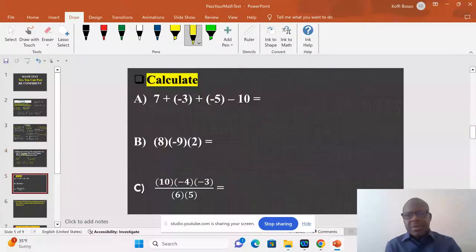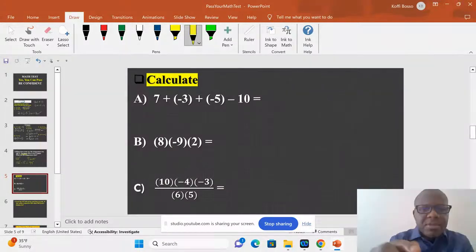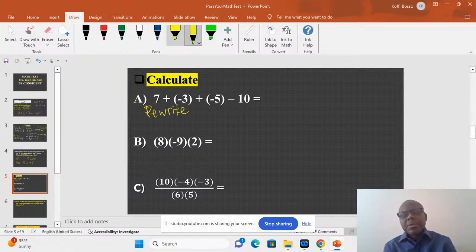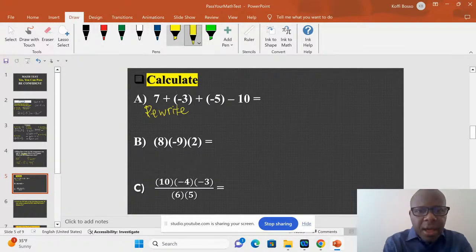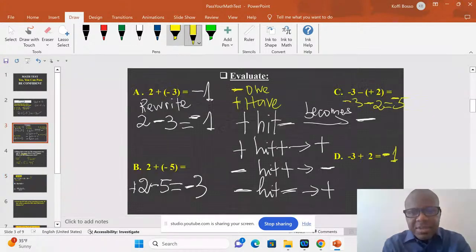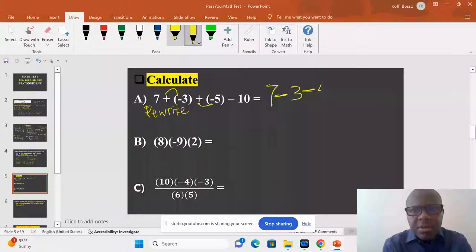This is another type of addition and subtraction. So here they say 7 plus negative 3 plus negative 5 minus 10 equals. So again, I will try to rewrite it without parentheses. To do that, I take my 7, and the plus here will hit the negative, then minus 5, remember the root, minus 10.